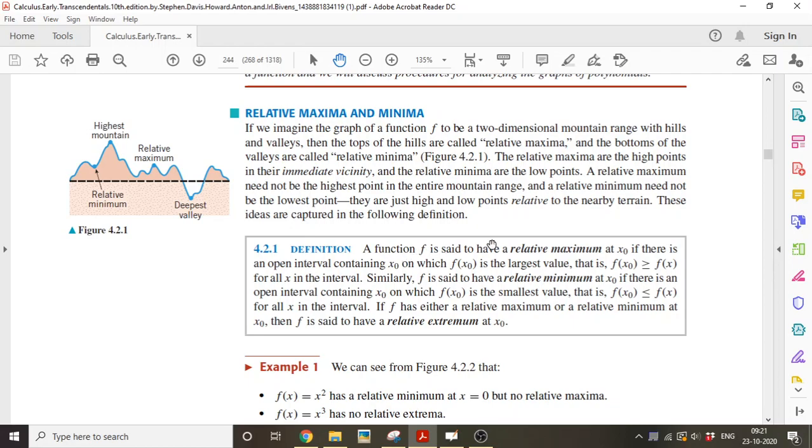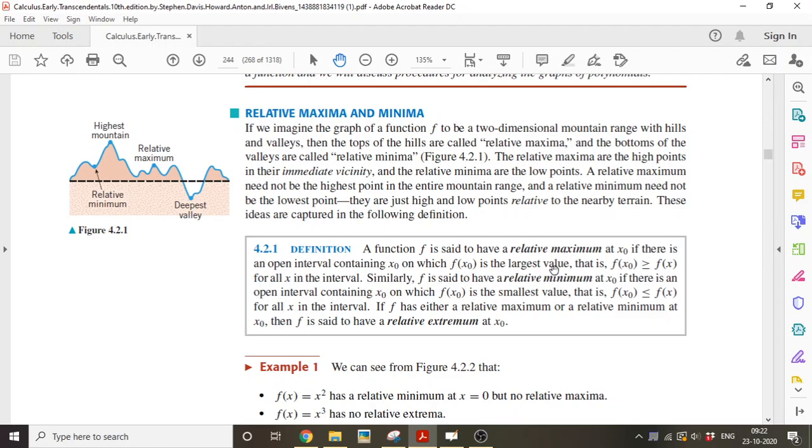So a function f is said to have a relative maximum at x naught if there is an open interval containing x naught on which f of x naught is the largest value, that is, f of x naught is greater than or equal to f of x for all x in the interval.